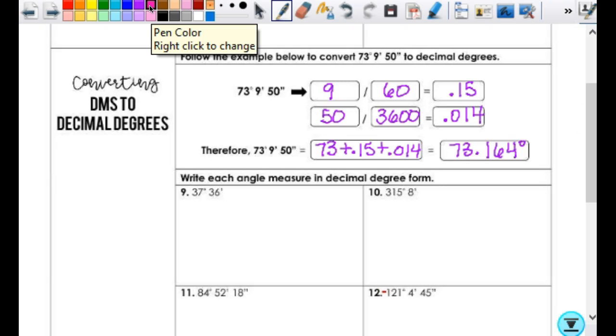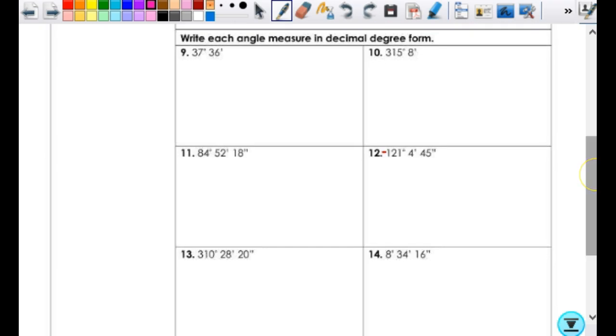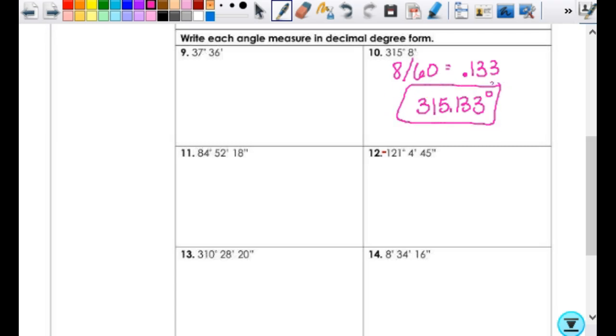So it's 315 degrees in 8 minutes. So I'm going to take that 8 minutes and divide it by what? 60. So when I do that, 8 divided by 60, I get 0.133, right? You are not going to write 0.13 repeating. And then there are no seconds on here, and again, that's fine. 315.133 degrees. And that's a more usable number for us.